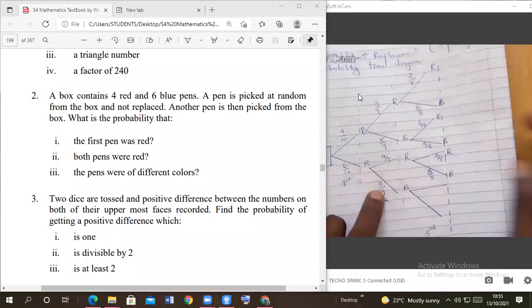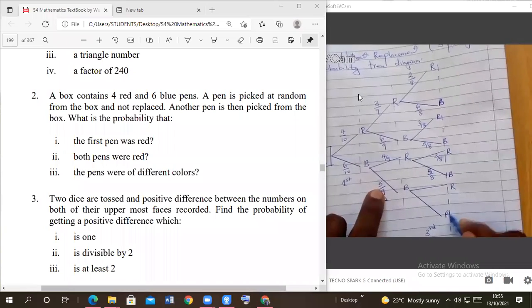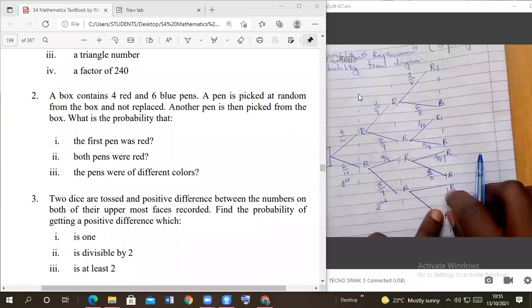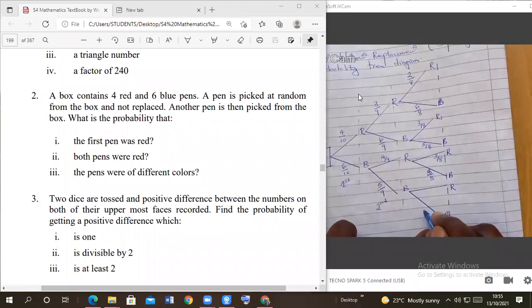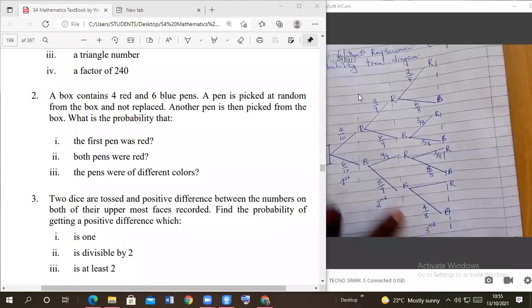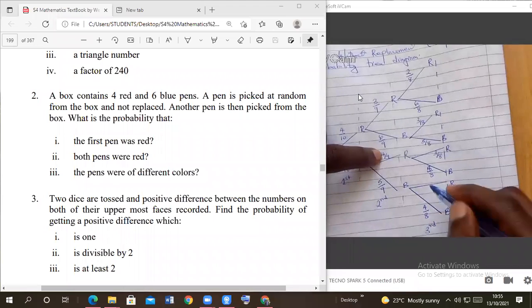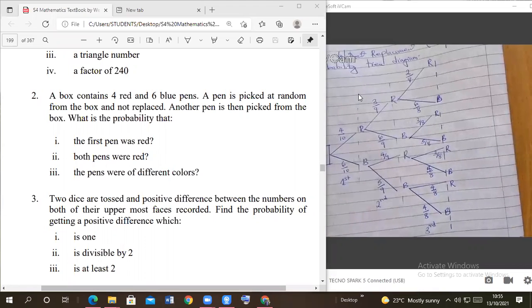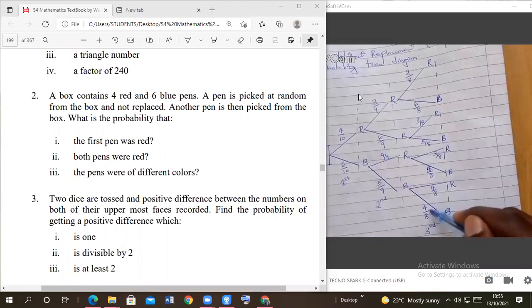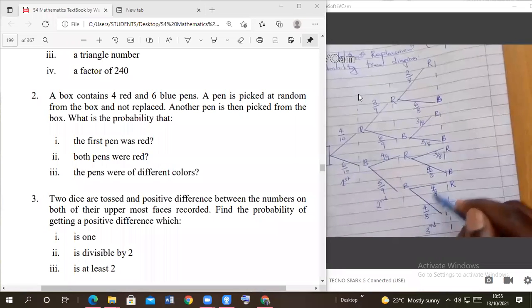Then red, blue. Here we assume we have picked blue, which means blue will be 4 out of 8. Red here was 4, which means red will remain 4 out of 8. In each branch, when you add the probability, it must give you 1. 4 plus 4 is 8, 8 over 8 is 1.